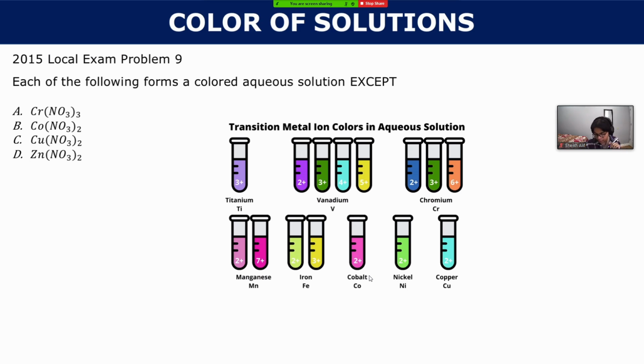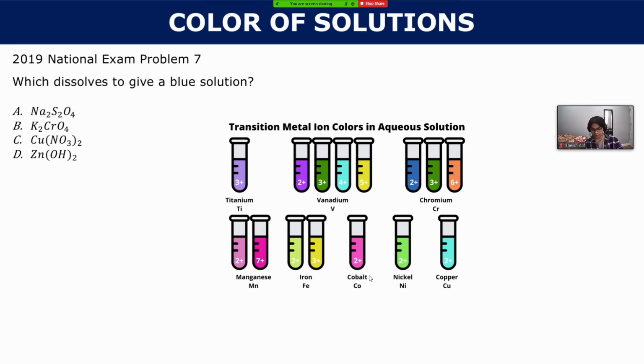Each of the following forms a colored aqueous solution except, so we have chromium, Cr, and then cobalt, copper, and then zinc. So chromium has colors. Cobalt also has colors. Copper has colors that we saw right there. Zinc does not have colors. Zinc is colorless. And so the only colorless solution is going to be the zinc, which is D. We are correct.